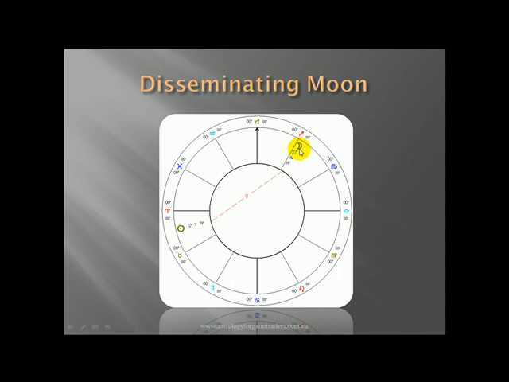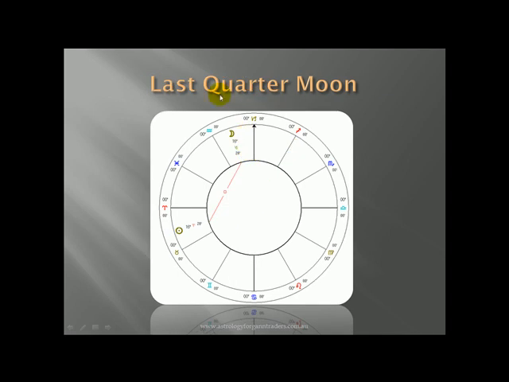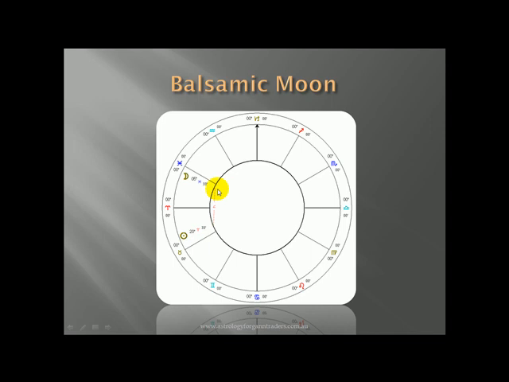So here we have the disseminating moon. So this is like a 135, but it's on the inner side, or it could be the larger circle here. Okay, so that's disseminating moon. And then we have the last quarter, the waning square between them, and you can see that the moon is up here in Capricorn and the sun is in Aries. And then the balsamic again is that last 45, and you can see how it's catching up to the moon. So this is supposedly the hardest part of the cycle.